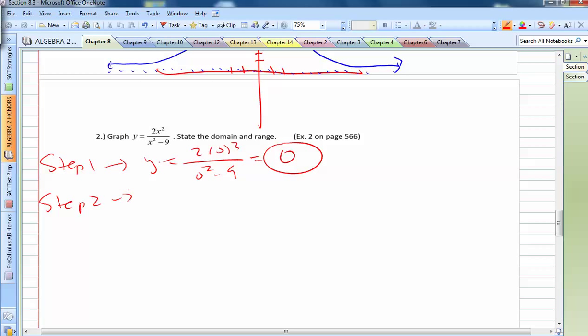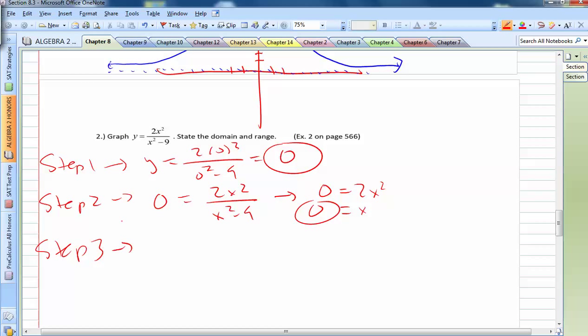Step 2, set the equation equal to 0. Well, if you cross multiply, you wind up getting 0 equals 2x squared, because 0 times x squared minus 9 will go away. So x is still 0 for the x-intercept. And if the y-intercept is 0, obviously you expect the x-intercept to also be 0.